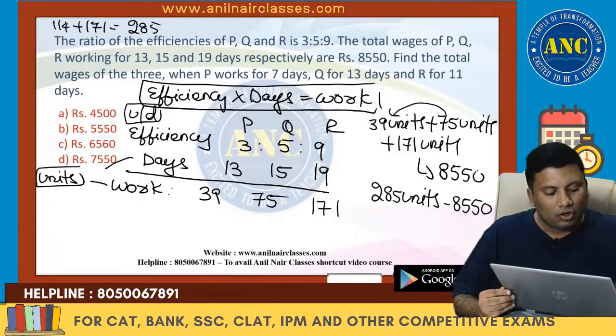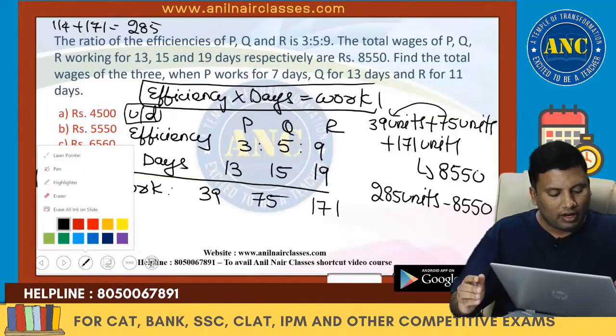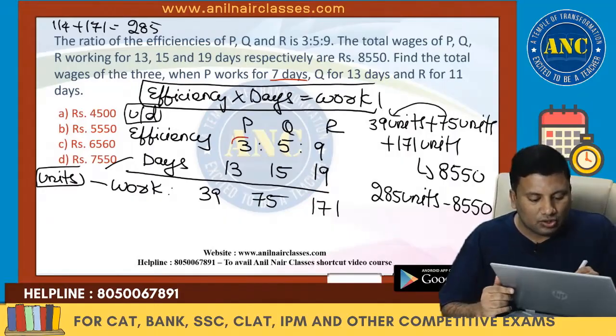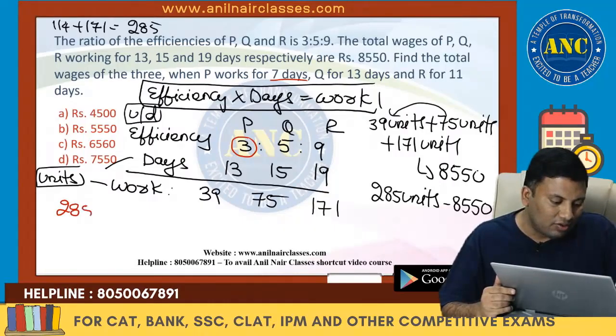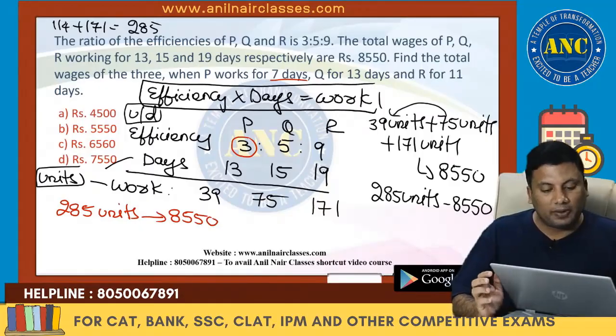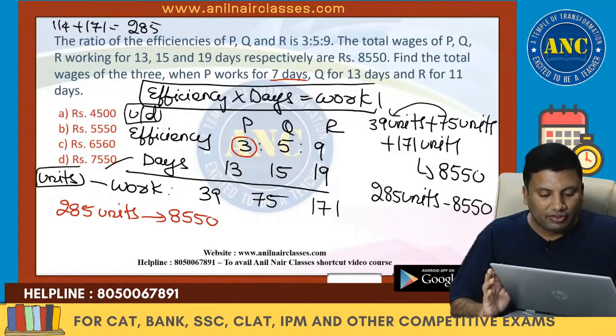Find the total wages of the three when P works for 7 days. Per day, how much is he doing? 3 units per day. So for 285 units, it is 8550. P works 7 days, every day 3 units, so 21 units.